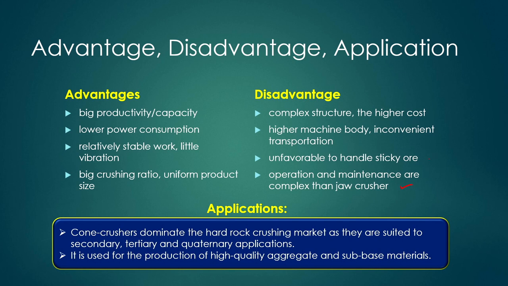These cone crushers can be used for crushing hard rock materials, as they are suited to secondary, tertiary and quaternary applications. You will see that it is used for the production of high quality aggregate and sub-base materials.